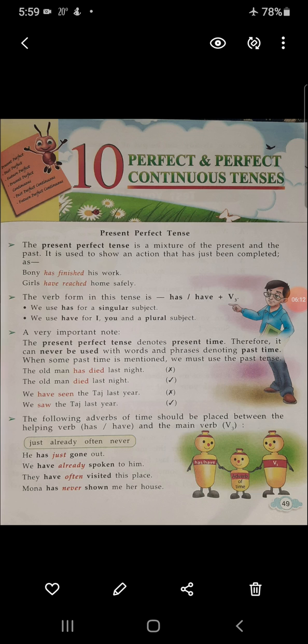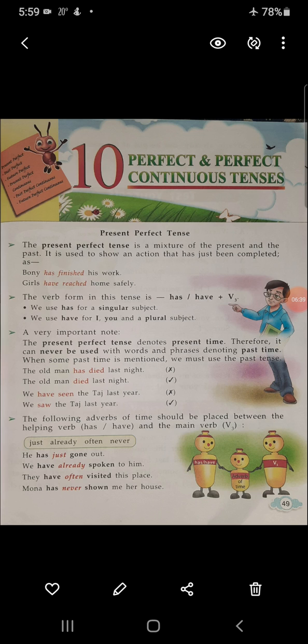Whenever we use these adverbs, the adverb should be placed between the helping verb, which is has or have, and the main verb. The main verb is gone. He has just gone out. Has is a helping verb and gone is the main verb. So we are writing: he has just.